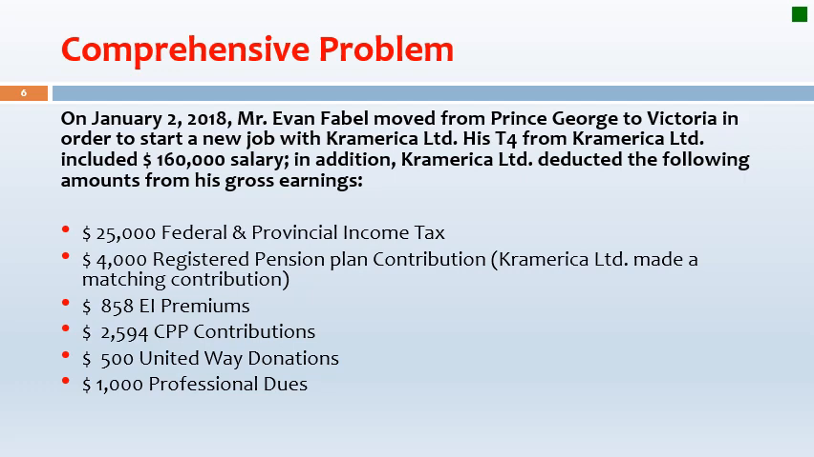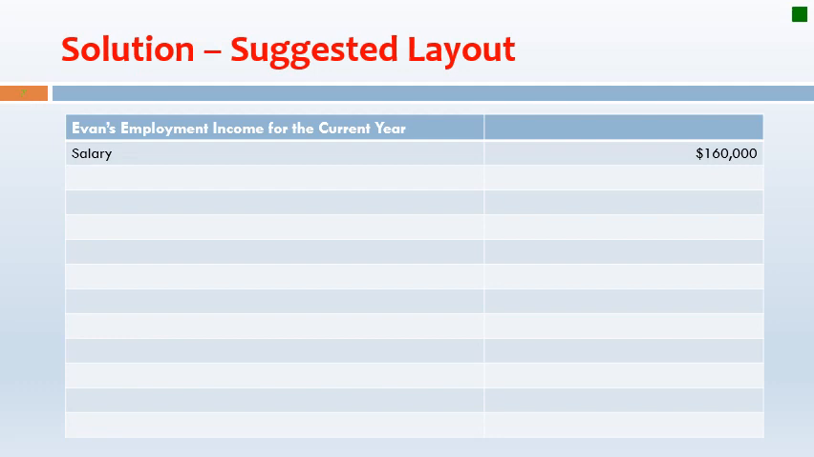Now the first thing here we have is Evan earning $160,000 worth of gross salary. This is definitely employment income, and we'll include it first on our answer. I'm going to use a table to lay out my response here. I'll add any inclusions and subtract any deductions or expenses where allowed. Note that it's extremely important that we include Evan's gross salary here, not the net salary. Gross is the salary before any deductions are taken.